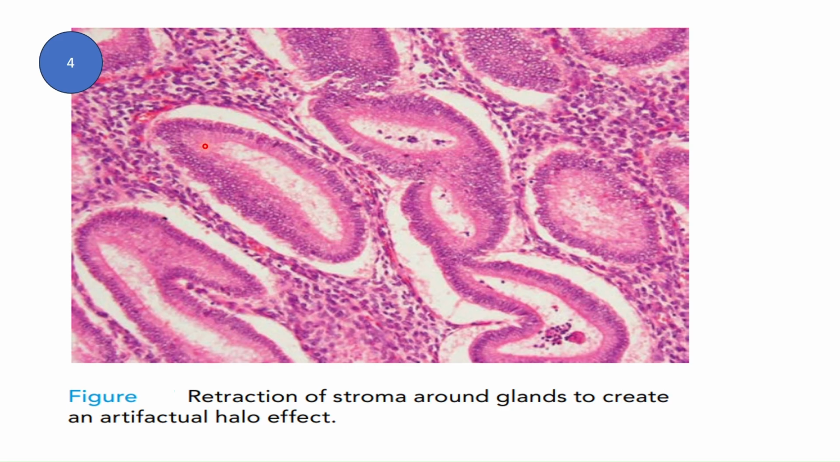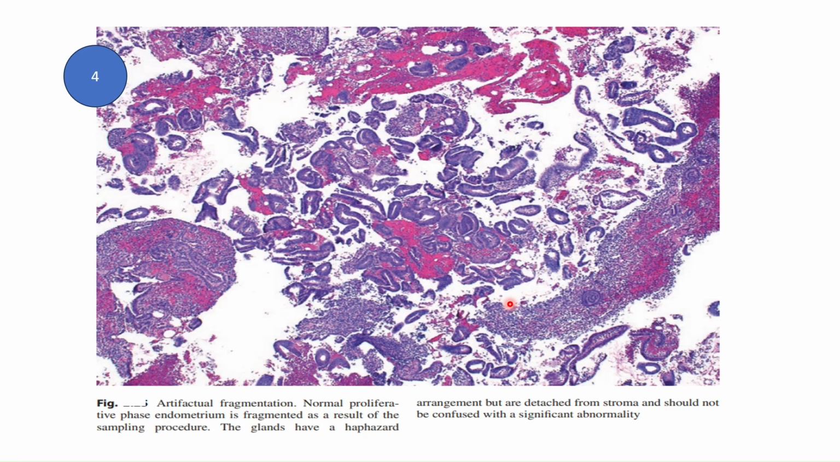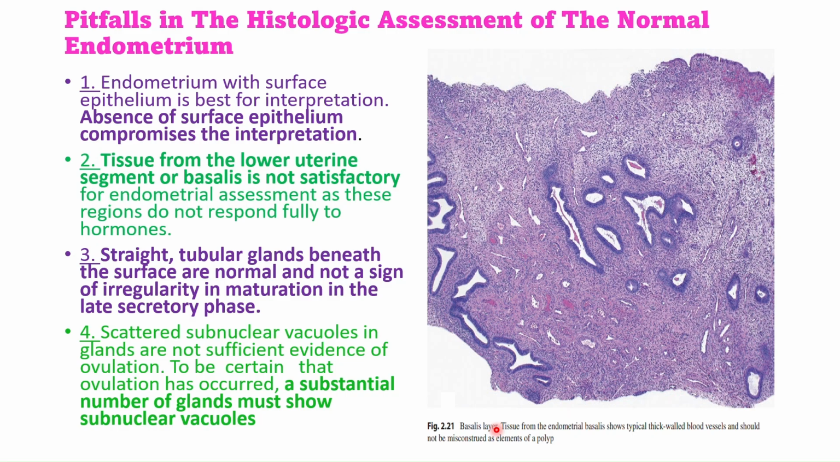This is retraction of stroma around glands to create an artifactual halo effect. This is again fragmentation, which is artifactual. Here these normal proliferative glands are separated from the stroma, or detached from the stroma, and they are increased in number, but these are artifactual fragmentation.